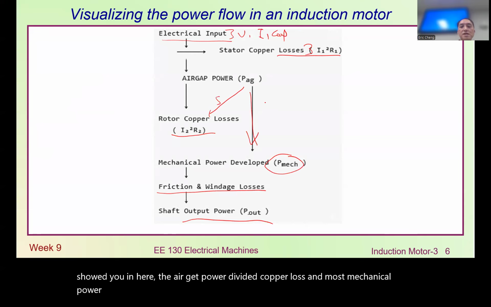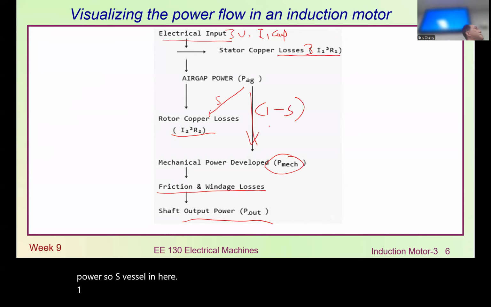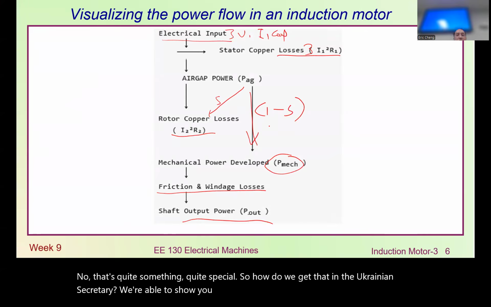So S goes in here, 1 minus S goes to here. So that's quite something special. So how do we get that? In the equivalent circuit, we are able to show you what it is. But here, we just give you some information on where it comes from.